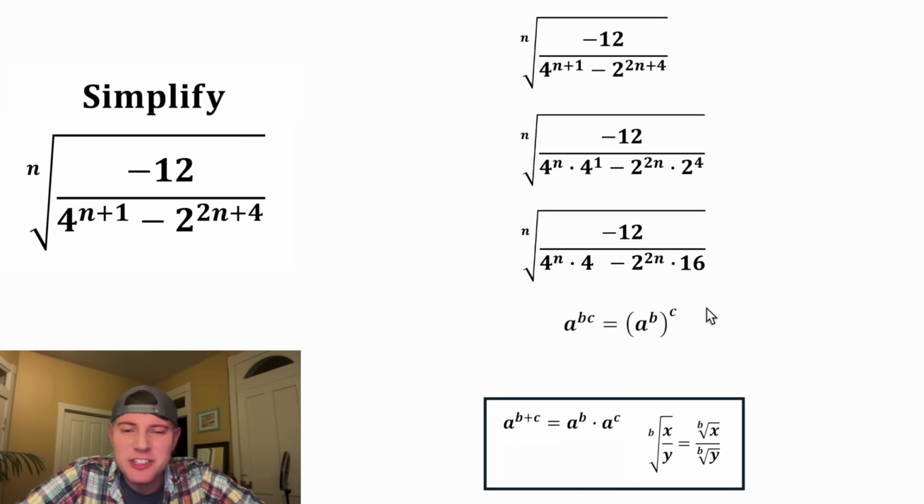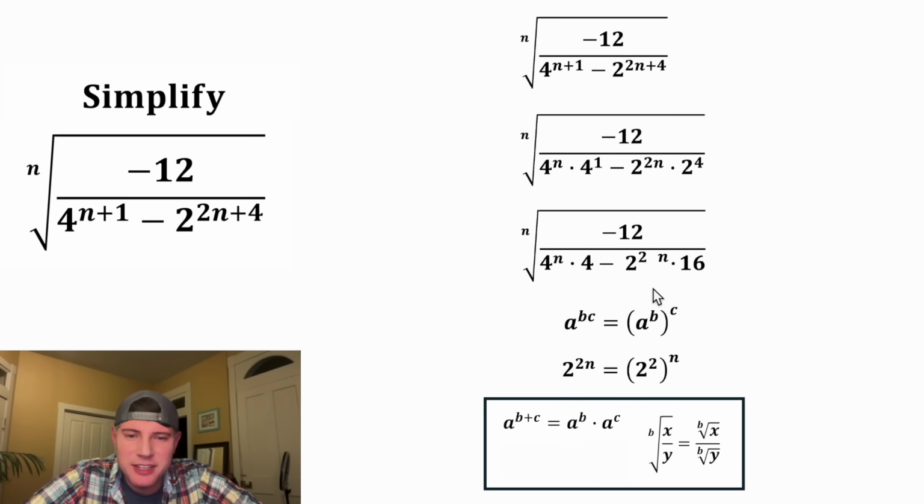And then using these notes, we can rewrite the 2 to the power of 2n. Anytime you have a to the power of b times c, that's the same thing as a to the power of b, whole thing to the c. So for 2 to the power of 2n, we're going to do 2 to the 2, whole thing to the n. So we can change this into that. And then from here, inside of the parentheses, 2 squared is equal to 4.